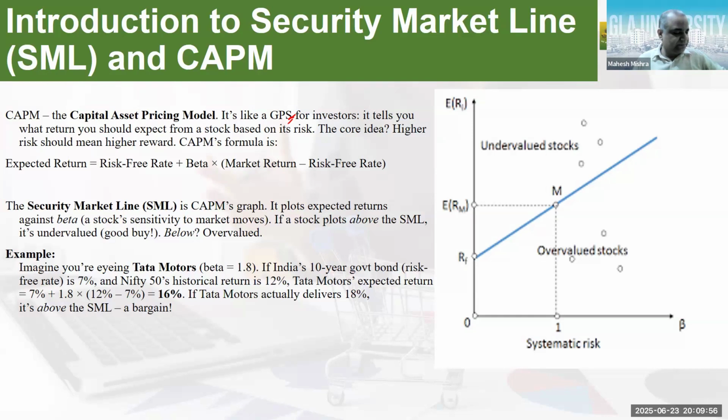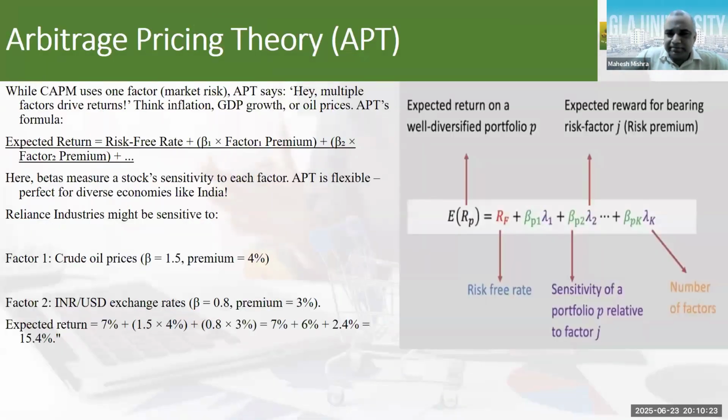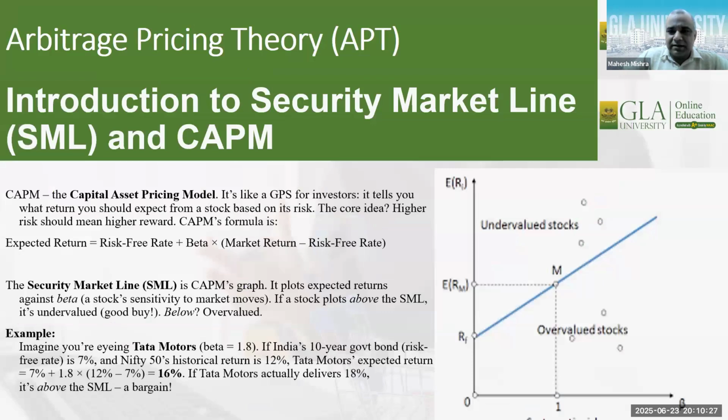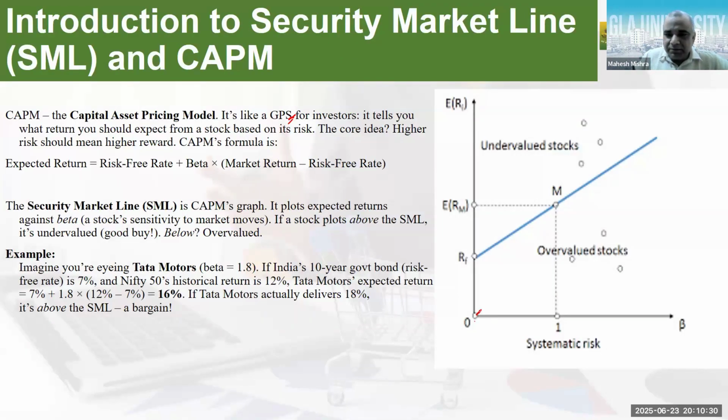In continuation of the topic, we can say CAPM is the base of SML, security market line. What does the security market line say to us? Security market line, this is a 0.0, and this is the x-axis, you know very well, and x-axis you can say is beta. Beta is a systematic risk.